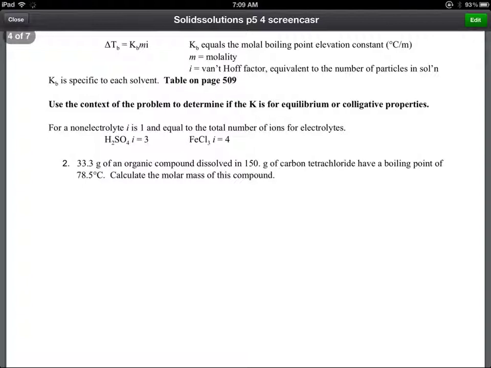M is the molality of the solution, and again, because it depends on particles, that's why you're going to see it using molality, because kilograms has a relationship to moles, where liters does not have a connection to moles, so that's why molality is used. So again, all of these properties are based on particles. And the i value is called the van 't Hoff factor, and it is equivalent to the number of particles in solution.